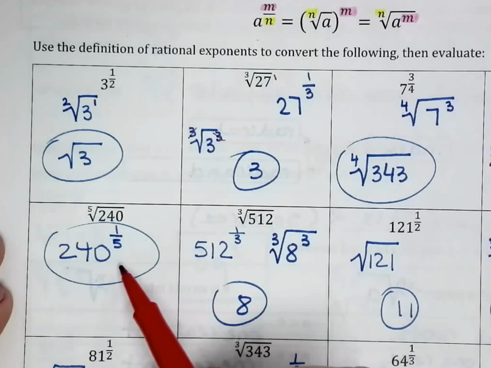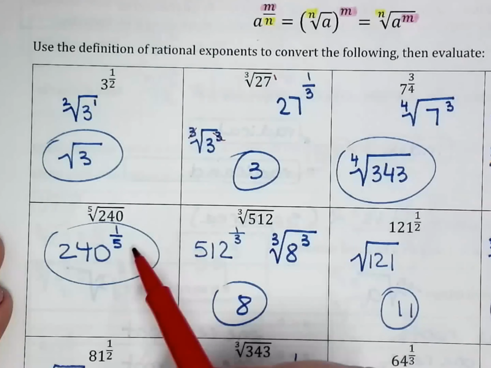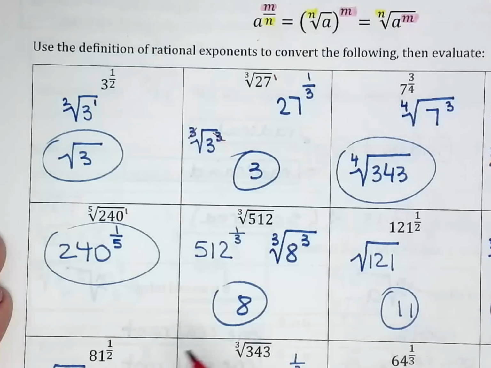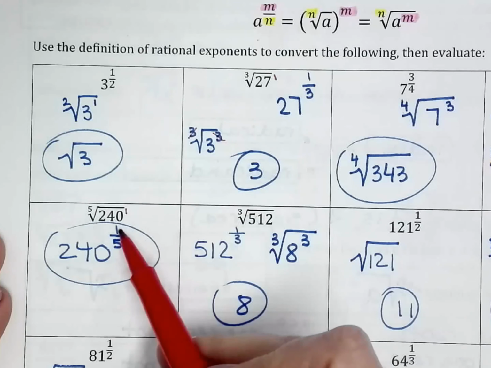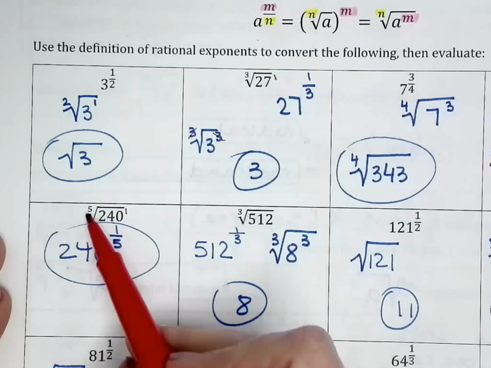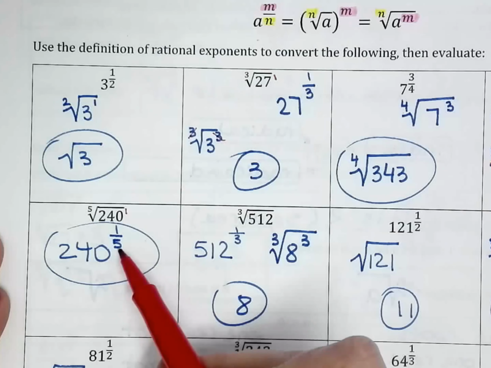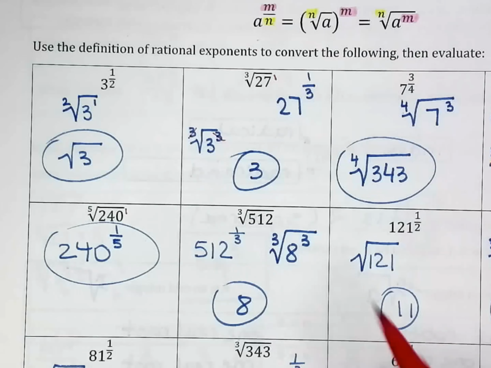This one is simple. There's not much you can do to simplify here. You're just rewriting. There's an invisible 1 on the exponent there. The exponent is the numerator. The index is the denominator on the exponent.